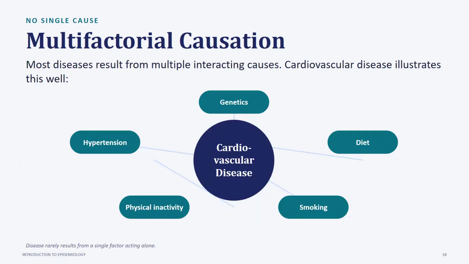Then causes can be multifactorial as well. Most diseases result from multiple interacting causes. For example, cardiovascular diseases are the best among this example. For the cardiovascular diseases, causes can be genetics, diet, smoking, physical inactivity, and hypertension.